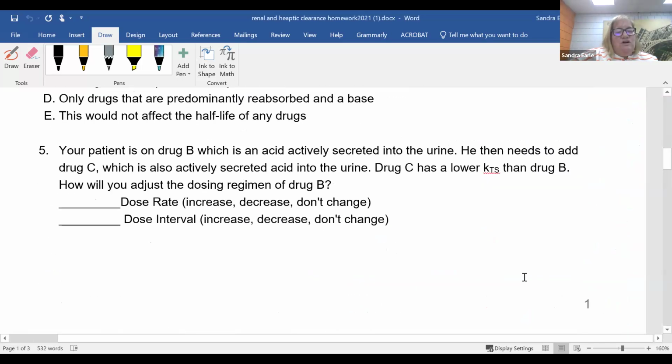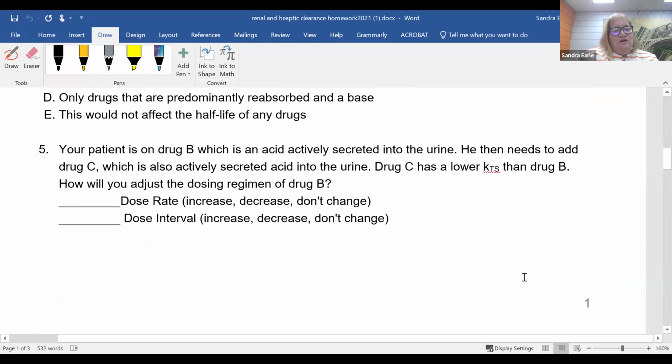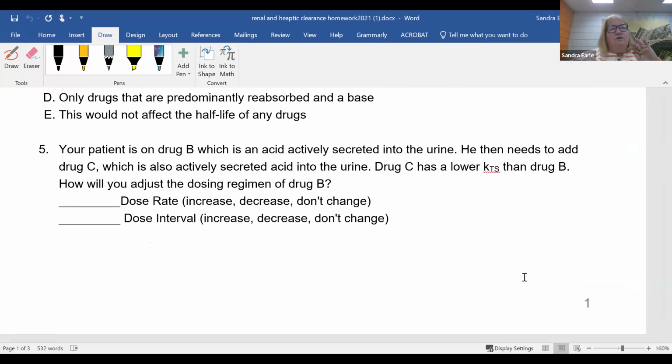Now, your patient is on drug B, which is an acid, which is actively secreted into the urine. So now we're switching, all those other questions were on reabsorption. This one's on secretion. So here's an active process, moving drug from the blood into the urine. So we have an acid, and remember, acids compete with acids for those carriers. He then needs to add drug C, which is also actively secreted and an acid. So they're going to compete with each other into the urine, aren't they?